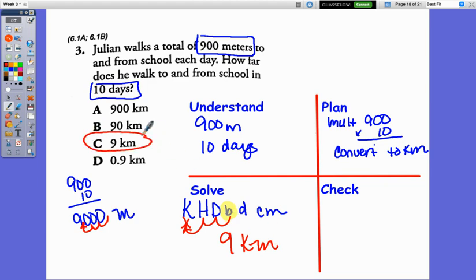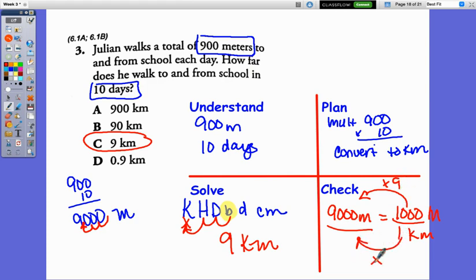Now, if you did not learn King Henry died by drinking chocolate milk, that's sadness. But you can also do 9,000 meters equals 1,000 meters per 1 kilometer. So what do I have to do here? Times 9. What do I have to do here? Times 9. You still get 9 kilometers. Either way, both methods work. I just like King Henry.